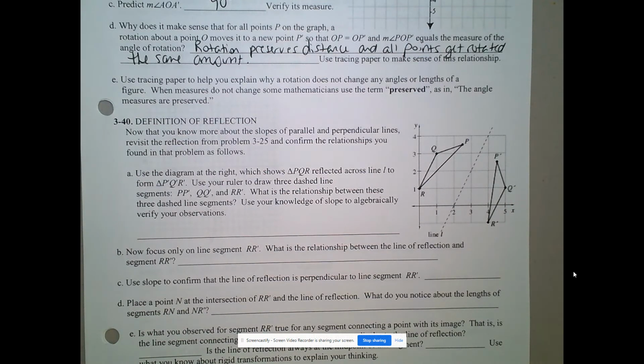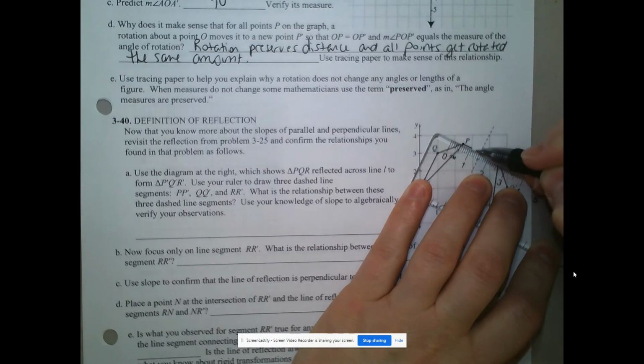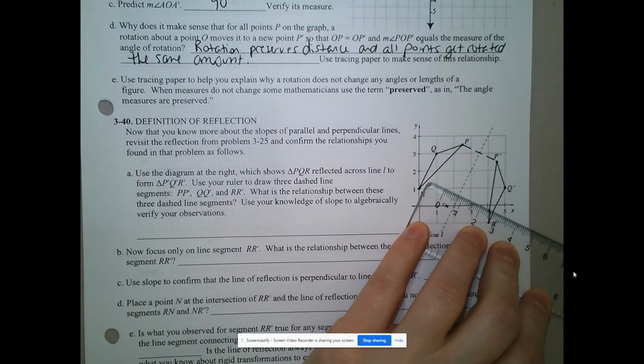Use the diagram at the right, which shows PQR reflected across line L to form P prime, Q prime, R prime. Use your ruler and draw 3 dashed line segments connecting the corresponding points. What's the relationship between the dashed segments? So if I connect P to P prime, you will notice that that dashed line makes a 90-degree angle with the line of reflection.